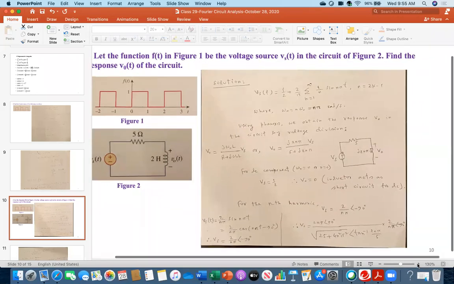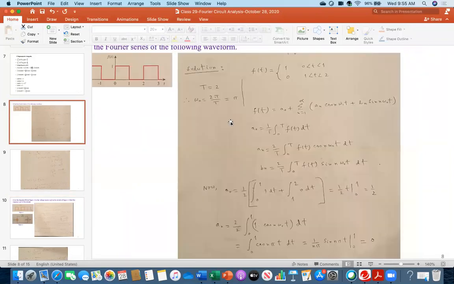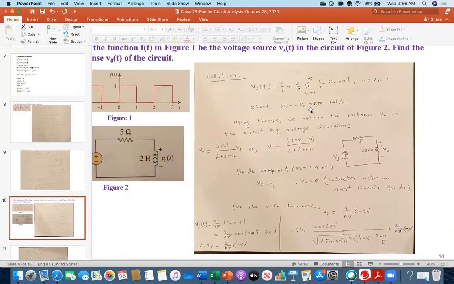So everybody see, I got that Vs(t), this one. And now what I am writing is omega n, because I want to apply the Fourier technique. What is the omega n value? Omega naught is the fundamental, but for any nth term, omega n is n omega naught. And what is omega naught? Omega naught is pi, which we already discussed before. So this means I got n pi radians per second.